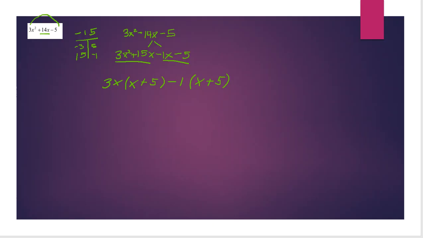Now that I've done this correctly, what I notice is that this thing right here and this thing right here are exactly the same. Both of these parts have an x plus 5 in it. So I'm going to start in my final answer by writing that x plus 5, the thing that they have in common. And then I'm going to write the things that are different. So I'm going to write the 3x and the minus 1. 3x minus 1.